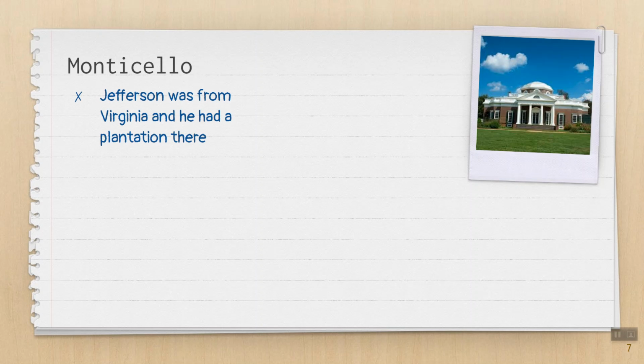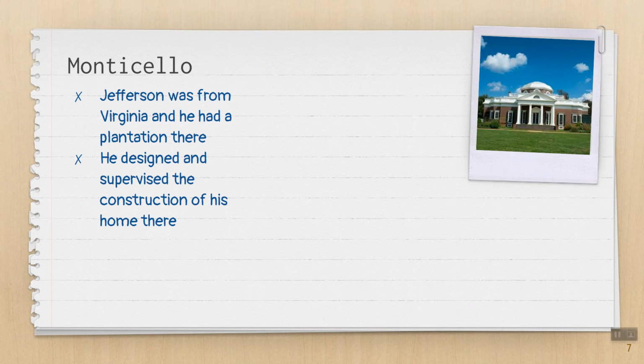I wanted to add this in here because it's important because of our school, Monticello. So Jefferson was from Virginia, and he had a plantation there. He was a plantation owner, and he had designed and supervised the construction of his home. And this picture right here is the picture of what his home looks like. Still today, it's still standing today.